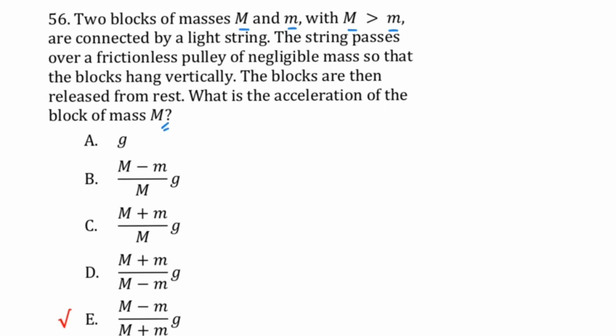So if we are going to draw this situation, we have two objects. They are on a pulley connected by a light string. One of the objects is capital M, while the other one has a smaller mass. So obviously, by just looking at this, we could clearly infer that the bigger mass will go down, while the smaller mass has to go up.